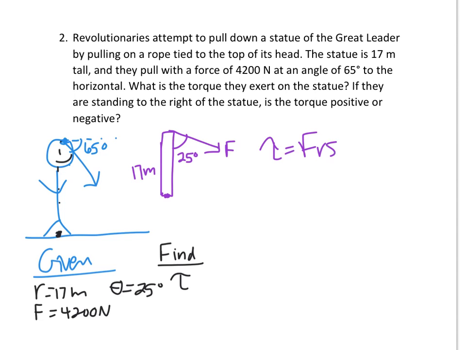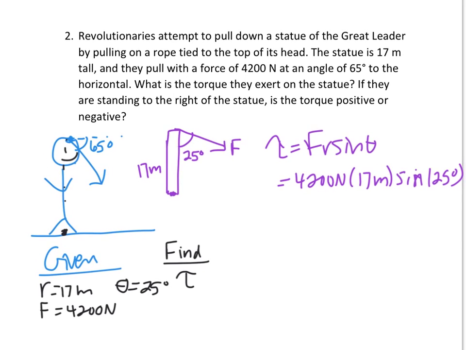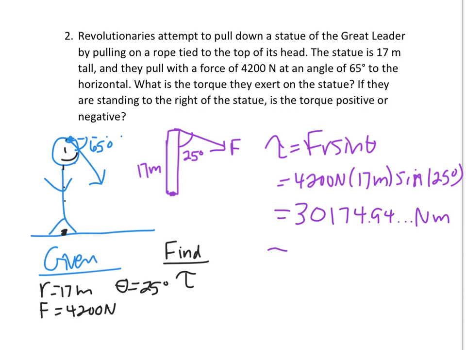Torque equals F R sine theta. So this equals 4,200 newtons times 17 meters times the sine of 25 degrees. And that's going to give us 30,174.94, keeps on going, Newton meters. So the torque is approximately equal to, and this is also asking, is it positive or negative? Because this is rotating clockwise, the torque is about negative 3.0 times 10 to the fourth Newton meters.